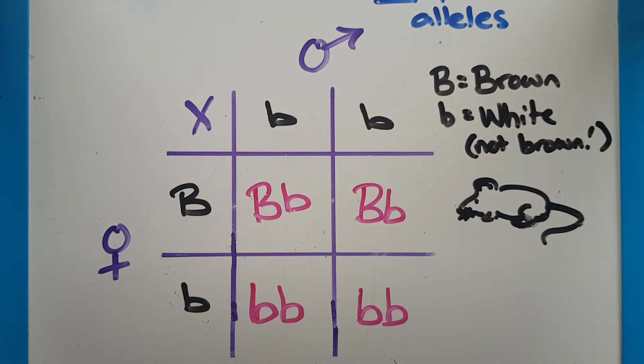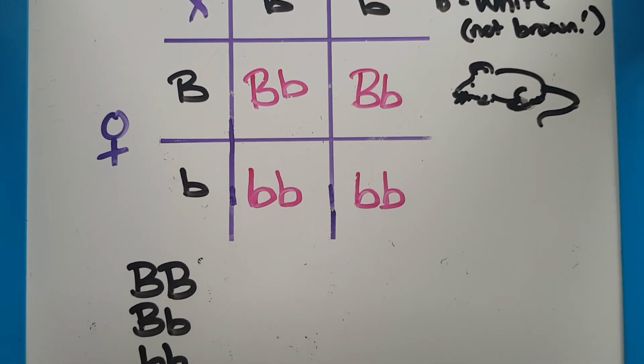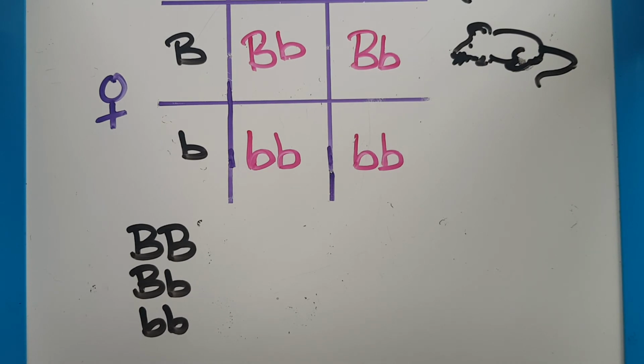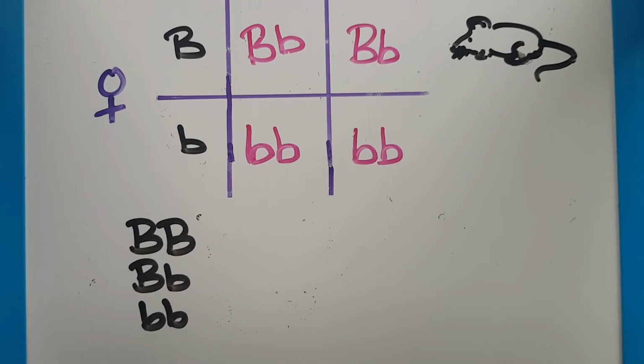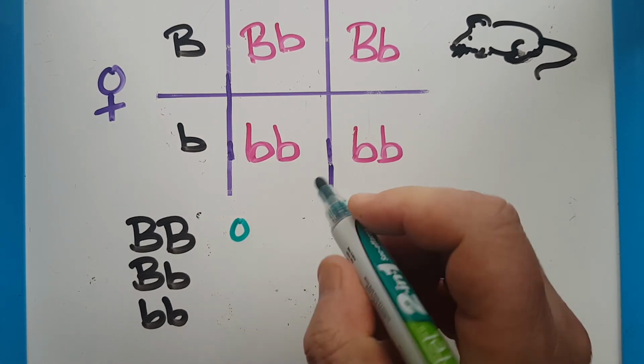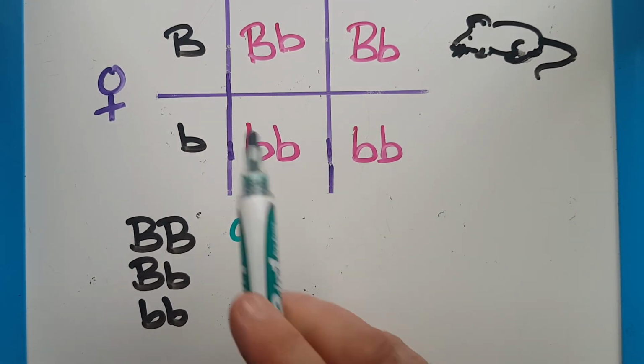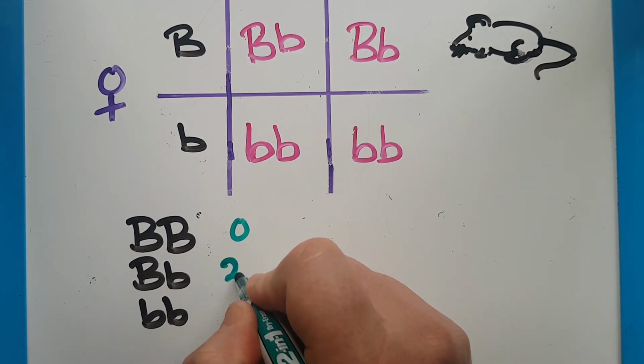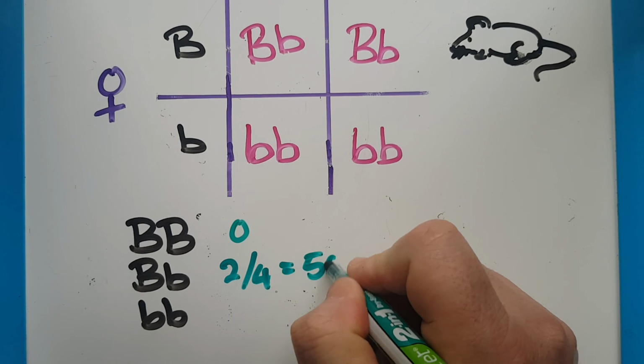So that is 2 out of 4, which is 50%. We have got 2 out of the 4, or 50%, are going to have a white coat. So we can write this as a percentage or as a ratio. I'm just going to slide down a little bit. Hopefully these will fit in. Here are our possible what are called genotypes. So we had none that were big B, big B. So our probability or chance of that happening is 0. The chance of big B, little b is 2 over 4, which is 50%.